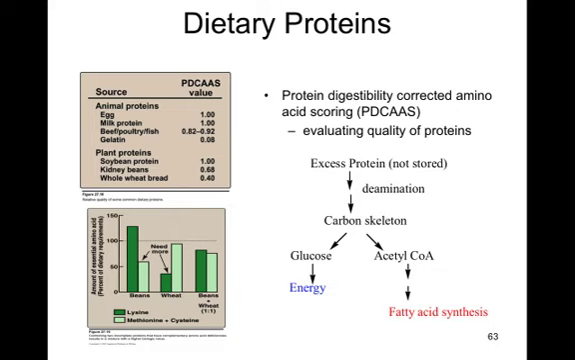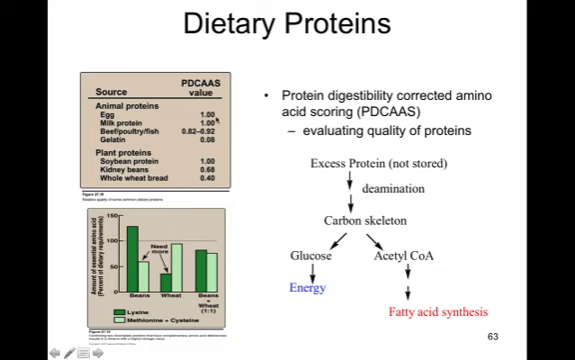Then we have the third macronutrient, which are the dietary proteins. Now, this table on the left has the PDCAAS values. What that really means is it is the protein digestibility corrected amino acid score. It is a method of evaluating the protein quality based on both the amino acid requirements of humans and the body's ability to digest them.